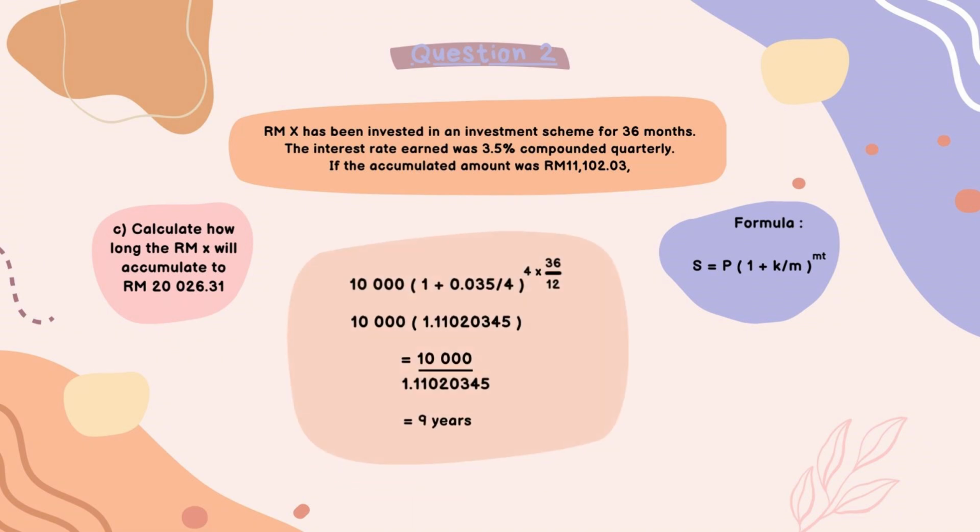So we put the formula in, 10k (1 + 0.035/4) and the power of 4 times 36 over 12. So we calculate in the bracket first. So we get 1.11020345. I divided those two, so 10k over 1.11020345. In answer, we get 9 years. That's all. Thank you.